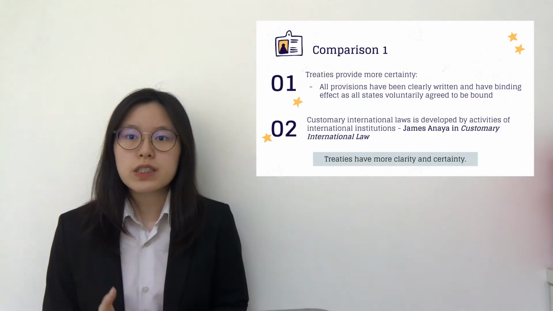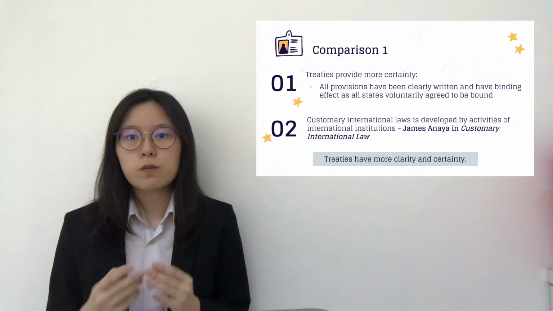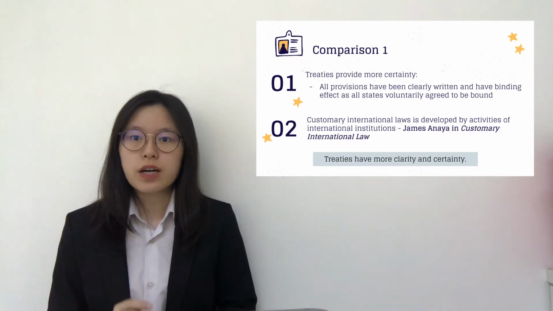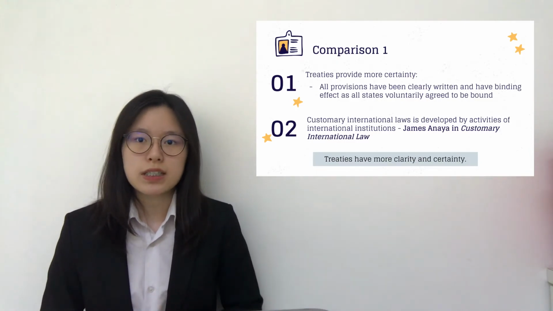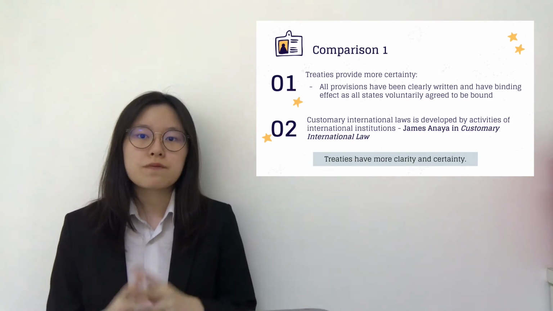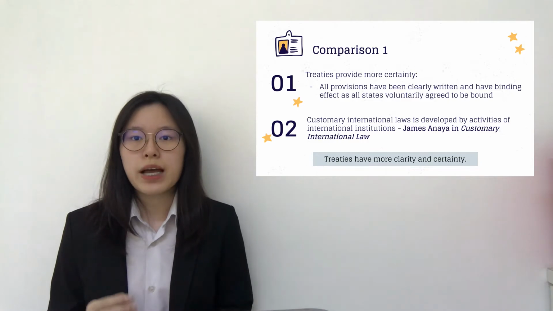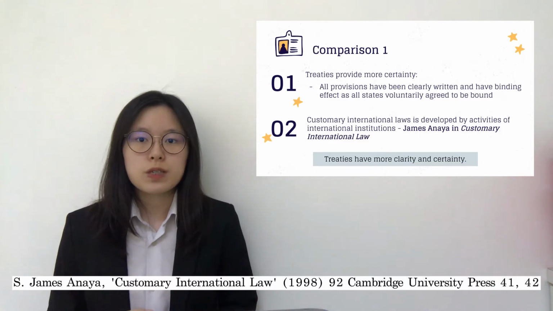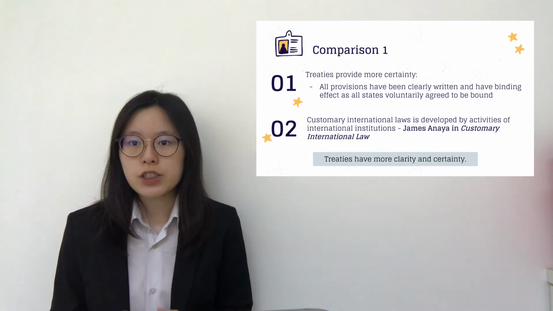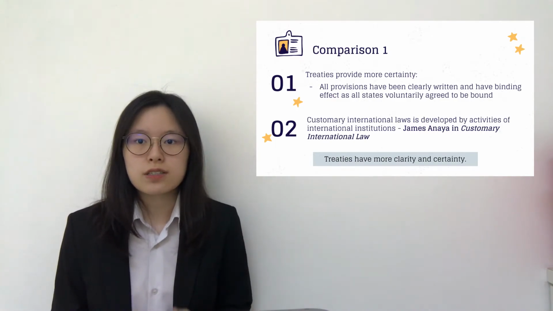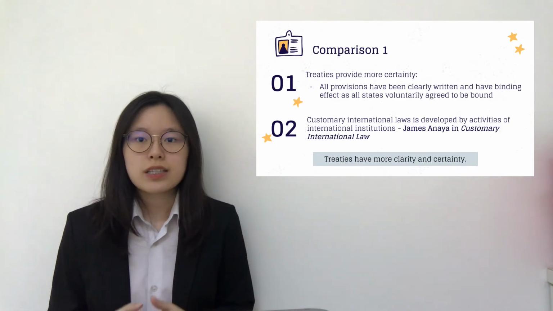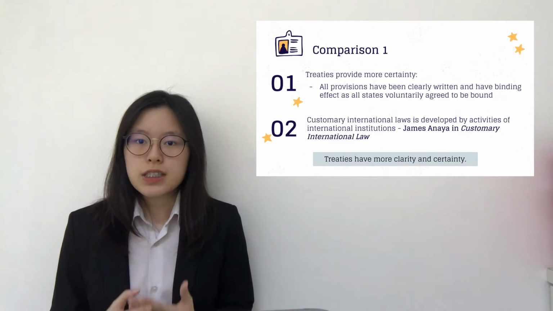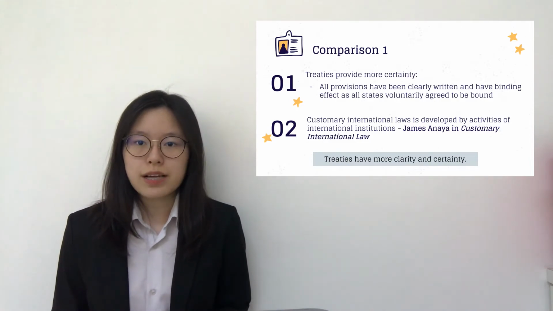Therefore, treaty provides more certainty as to how states are expected to behave. All provisions have been clearly written and have binding effects on the agreeing parties to the treaty. There are no arguments as to what is the law and what is not because states voluntarily agreed to be bound. Whereas customary international law is developed by activities of international institutions, as supported by James Anaya in the journal article. For example, the Universal Declaration of Human Rights, which led to countries convening to set standards in relation to human rights. These are instances which are uncontrollable by the state, but they are nevertheless bound to comply. Thus, treaties serve to regulate international law better with more clarity and certainty.